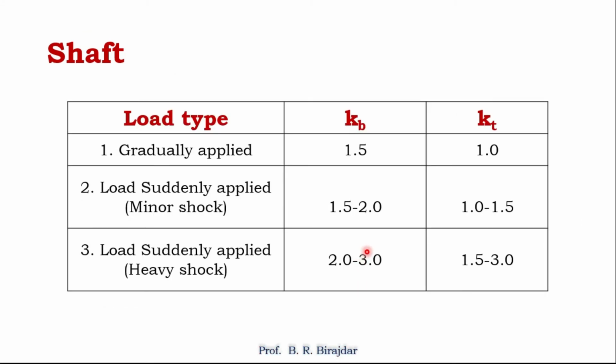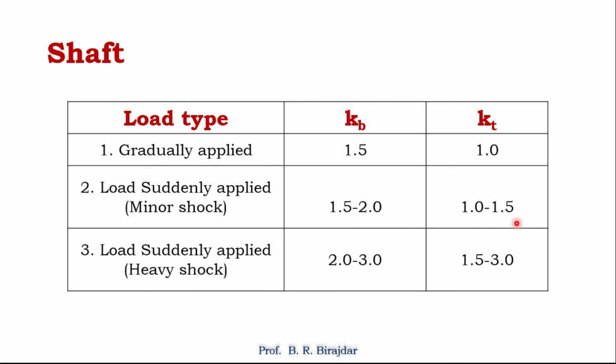Now, whatever the Kb and Kt are, the bending and torsional fatigue and shock factors, they depend upon the type of the load. Depending upon the type of load, we assume them. Suppose the load is gradually applied: at that time, the Kb value we take is 1.5 and the Kt value we take is 1. And if the load is suddenly applied instead of gradually, the Kb value is in the range 1.5 to 2, and the Kt value is in the range 1 to 1.5.